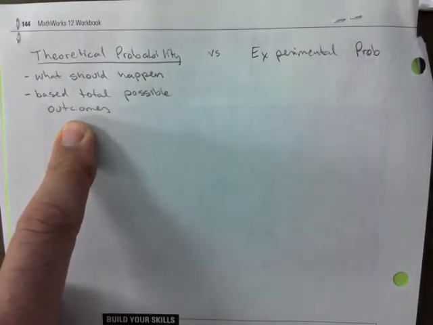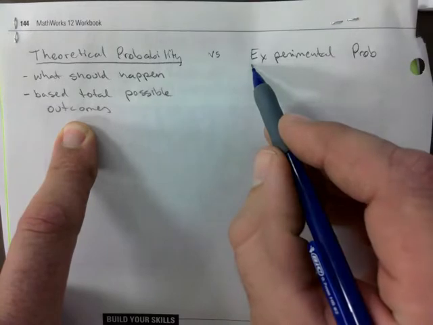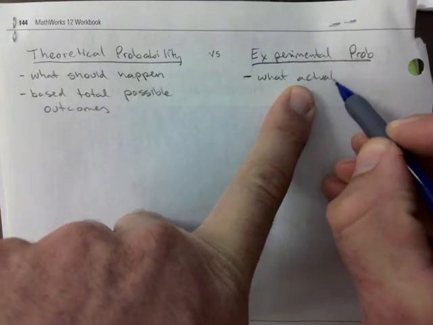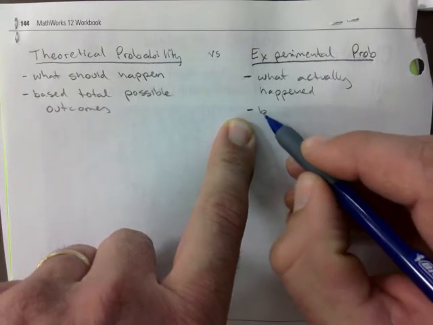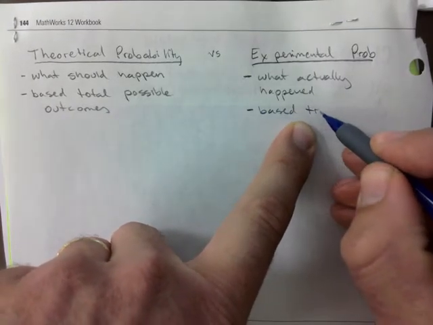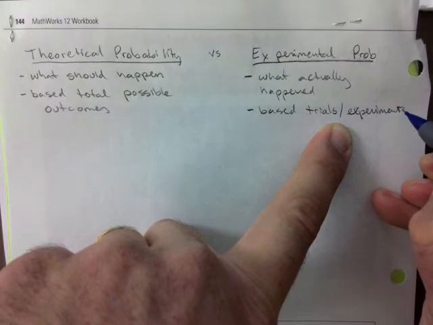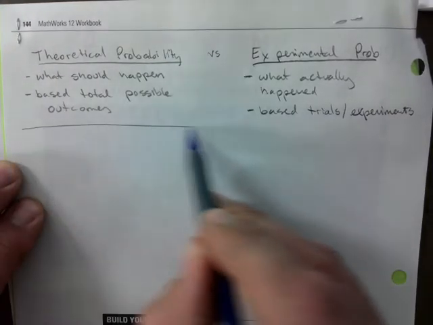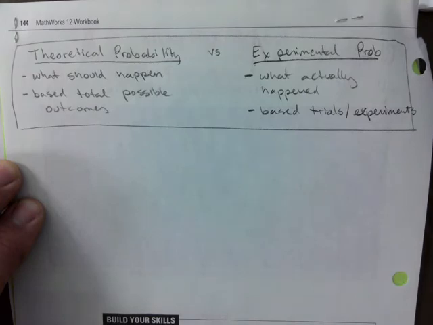So if you look at a die, it has 6 numbers, right? There's more, right? But a standard die has 6 outcomes. Experimental is what actually happened, and it's based on trials or experiments. Okay, so that is one big box that I want you to always remember when we're calculating. That's something to keep in mind.